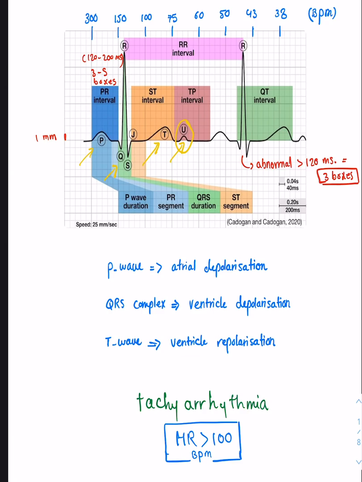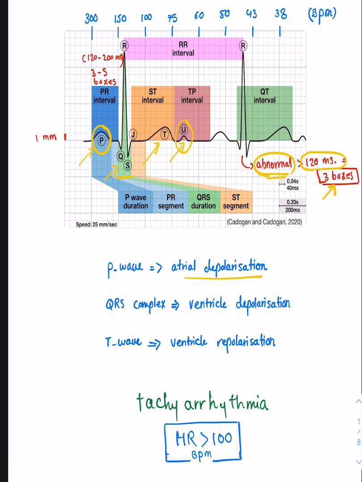One of the things you need to look at is the morphology of the P wave, and the P wave tells you something about atrial depolarization. Then you have to look at the QRS complex, and in particular you need to look at the morphology and the width of the QRS complex, because if it's more than 120 milliseconds, and that's around 3 small boxes, it's considered to be abnormal. And if you have a wide QRS complex, that gives you a different differential diagnosis than if you have a narrow QRS complex.